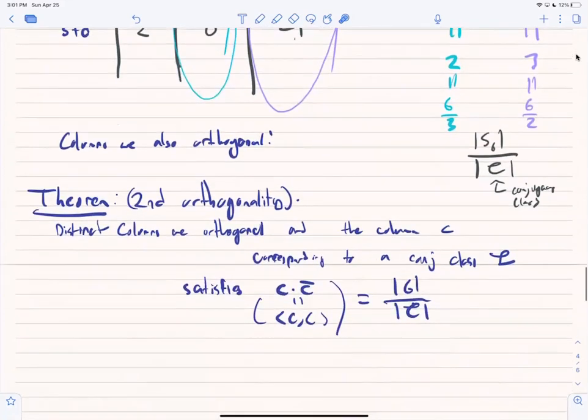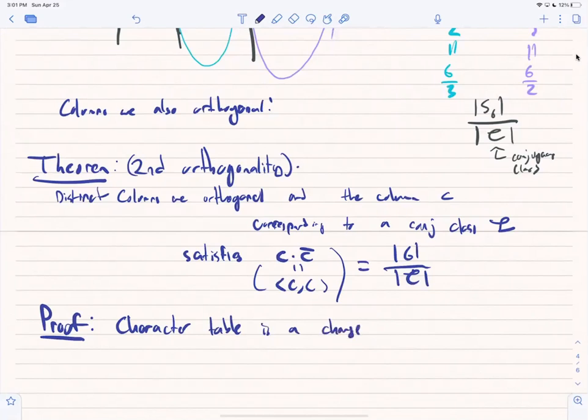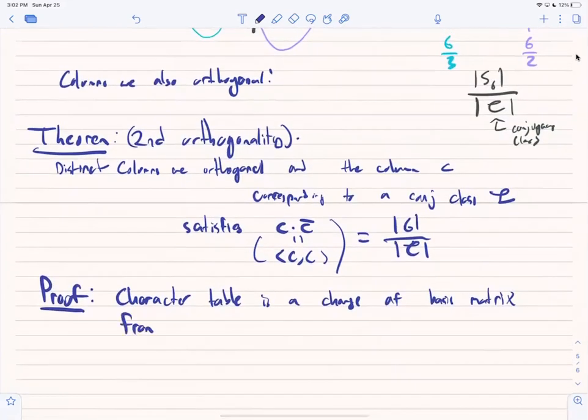Right, let me just make one remark on the proof. The idea is that the character table is just a change of basis matrix, from the basis of indicator functions for the conjugacy classes.